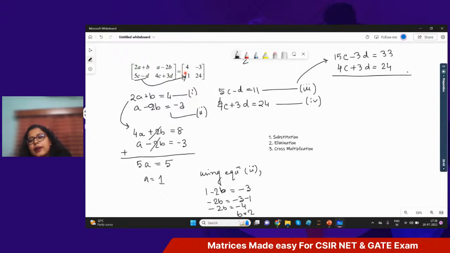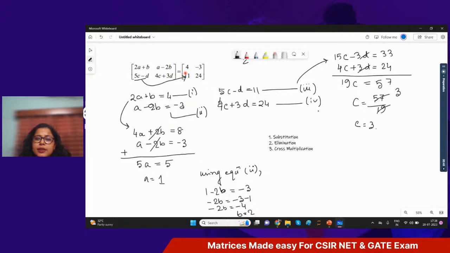Now if we add them up, what is the value that we get? The d terms get cancelled and this becomes 19c equals 57. So c will be 57 by 19, that is 3. So c takes the value 3.